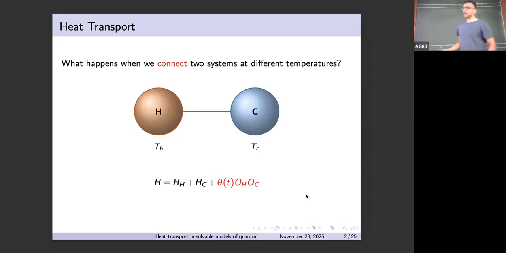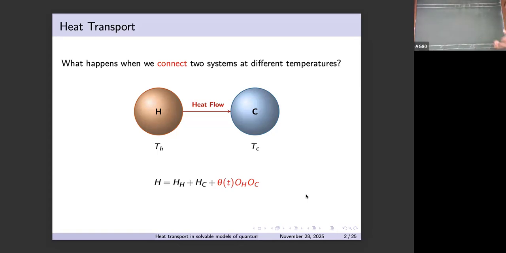And then I ask the question, what happens if I put them in contact with each other? You could do it in more ways than what I showed here. The way I will do it is to pick some operator from here and an operator from there, and add it as an operator coupling, which kicks in only after time t bigger than 0. Okay. So what you expect to happen is some kind of heat flow.